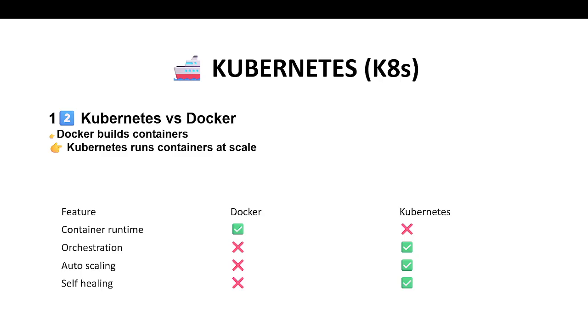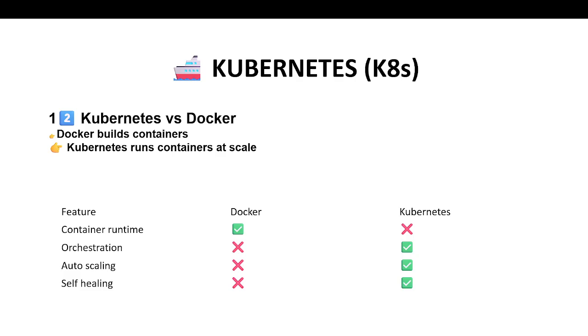And what about orchestration? In Docker there is no orchestration. In Kubernetes orchestration is possible, and auto scaling. Docker auto scaling is not possible, and Kubernetes auto scaling is possible. Self healing, Docker it's not possible. Kubernetes self healing is possible.